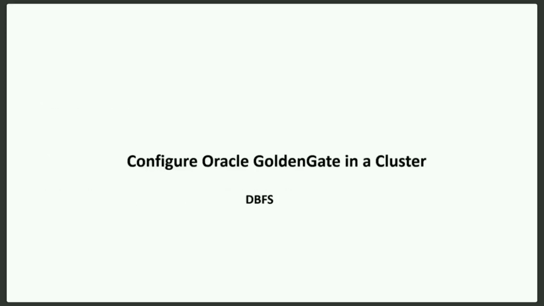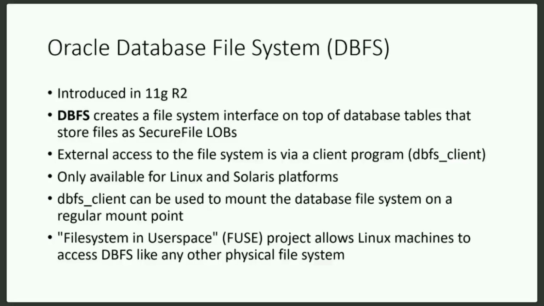Let's have a look at the similar setup of high availability using GoldenGate, integrating them with the grid infrastructure agents. This time, instead of using ACFS, we'll use something called DBFS, or database file system. So what is DBFS? It is a file system that is stored inside the Oracle database, introduced with Oracle version 11g. What it does is store file system objects in tables, as large objects or LOBs. And it enables us to access this file system using a client program called dbfs_client.